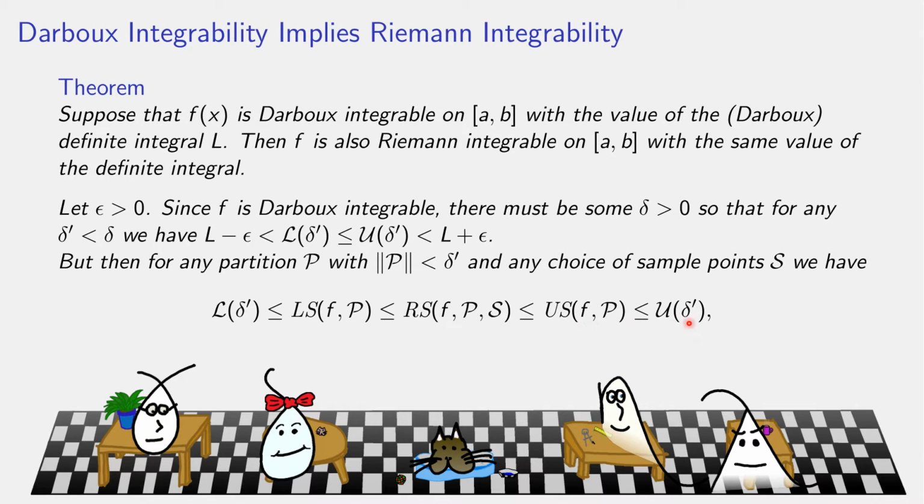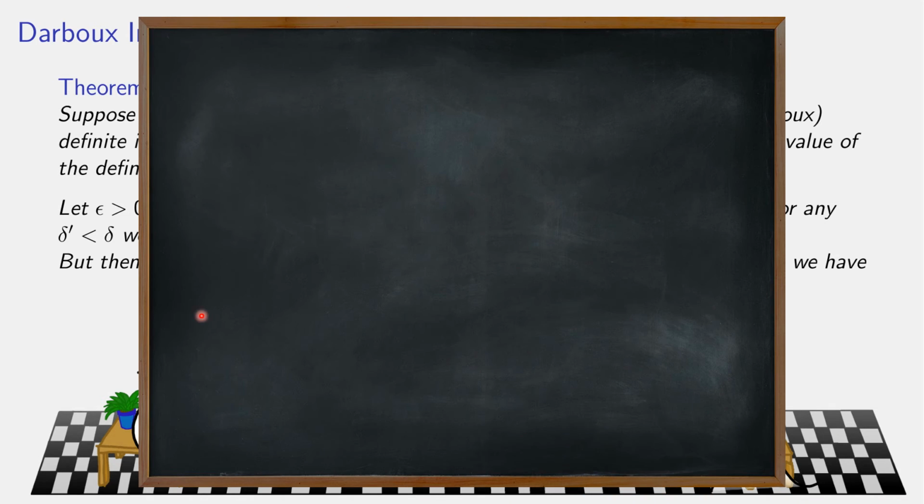So we get this chain of inequalities, and now we have a sort of squeezing going on. Since L of delta prime is bigger than L minus epsilon and U of delta prime is less than L plus epsilon, we get to conclude something rather nice.